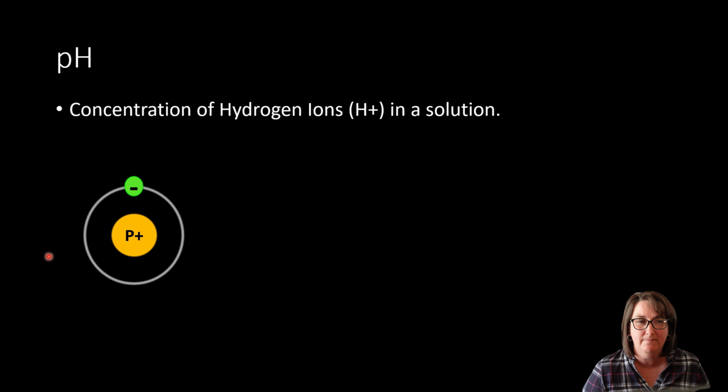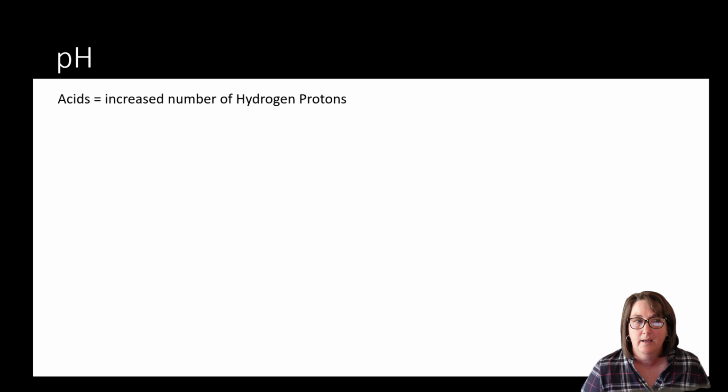Here I have a hydrogen. I have one proton, one electron. That's what makes hydrogen, hydrogen. And I can show it like this. I just have the letter, and I have the minus of the hydrogen's electrons on the outside. pH is talking about how many hydrogen protons, how many hydrogen ions do I have in there.